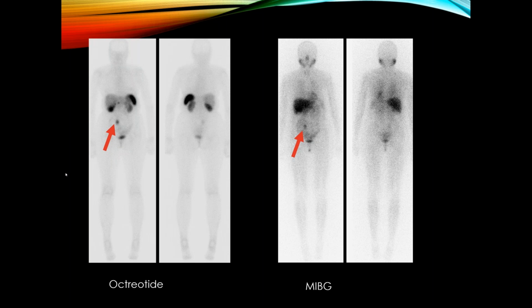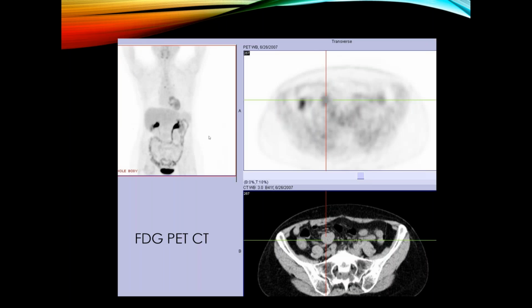Here's an example of Octreotide. This patient had a lesion in the bowel as well as liver metastasis. This patient also had an MIBG study with low-grade MIBG uptake, not as clear as in the Octreotide study. But when they did an FDG, there's only low-grade uptake. And actually, that is what is expected.